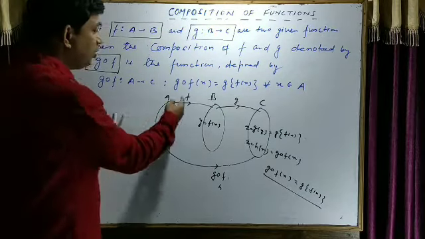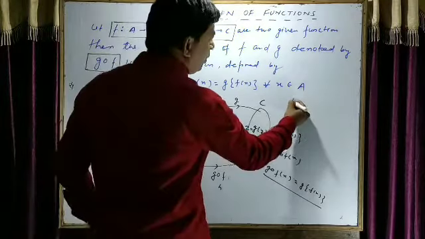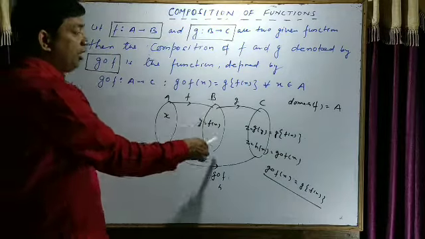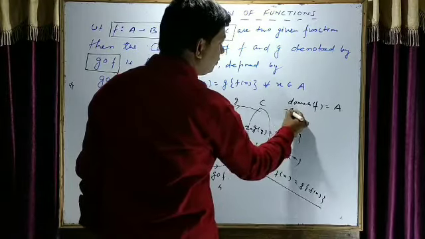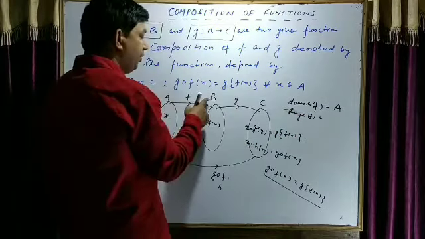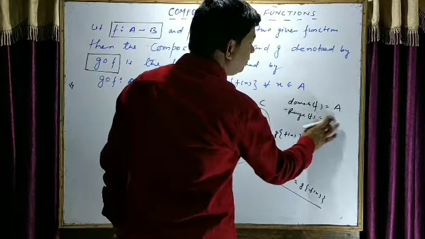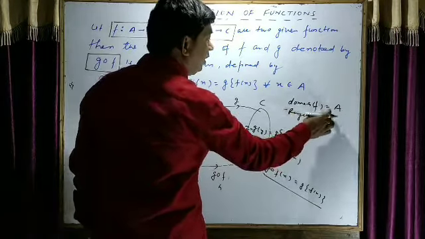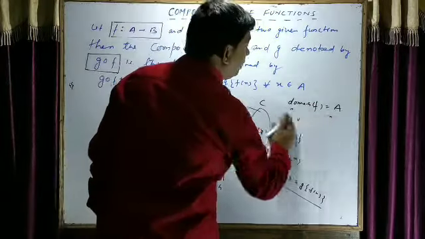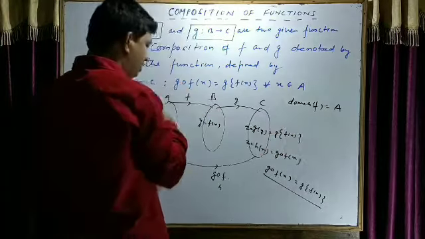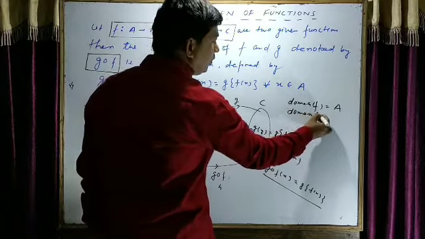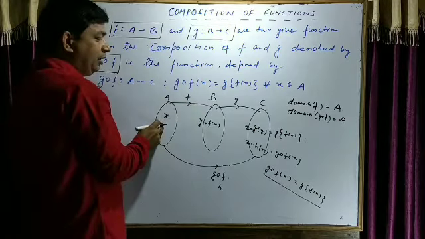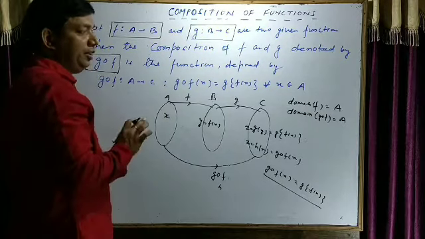Now you see one more thing. Domain of f is what? A. Domain of f is set A. Range of f is f of x, that is B. So set A is the domain of f, and the domain of g o f is also A. It means that where f starts, g o f also starts from this set A. So both have the same domain.